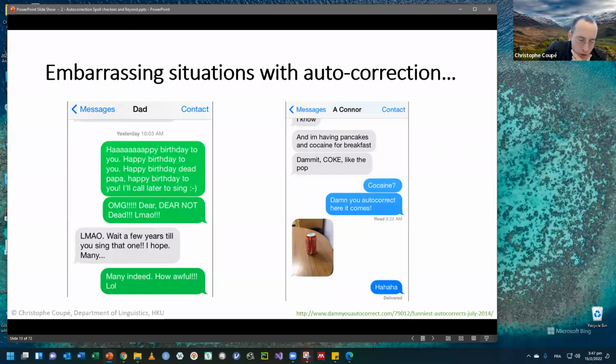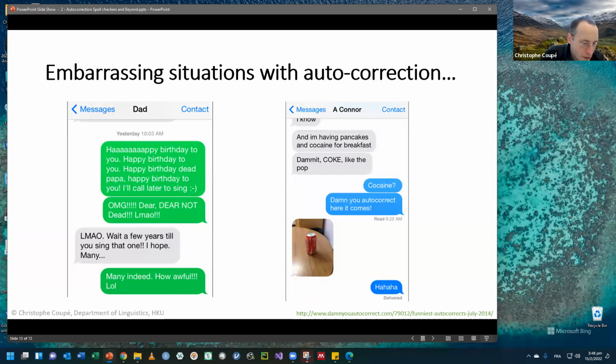I guess you know these kinds of things, embarrassing situations with autocorrection. So you are writing to your dad, happy birthday, dear Papa, or something like that. And then autocorrect writes happy birthday, dead Papa. Then it depends whether your father has humor or not. And well, you can see these two examples. Or you want to write Coke, and then the autocorrection writes cocaine or something like that.